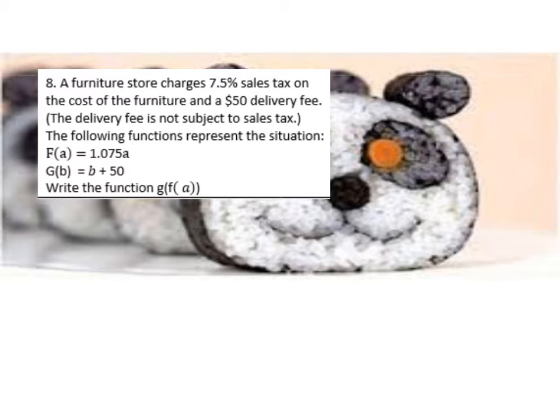What are we going to do? No need to fear. It's just called a nested statement. So what we're going to do is first look at our innermost layer, and I see F of A. What is F of A? Instead of writing F of A, I'm going to replace it with what it actually is. So instead of writing F of A, I'm going to write 1.075A. And I know to do this because it's the innermost layer. This is called a nested statement because it's nested inside.